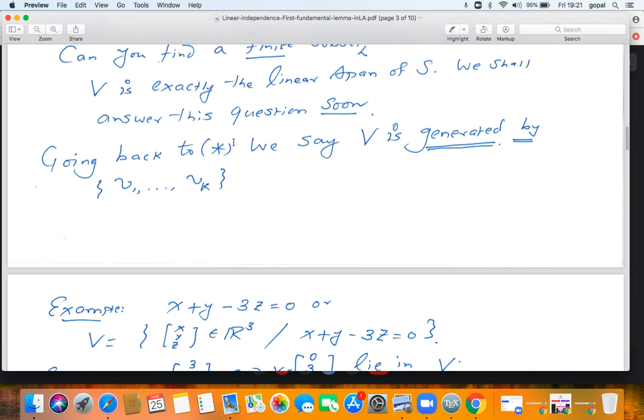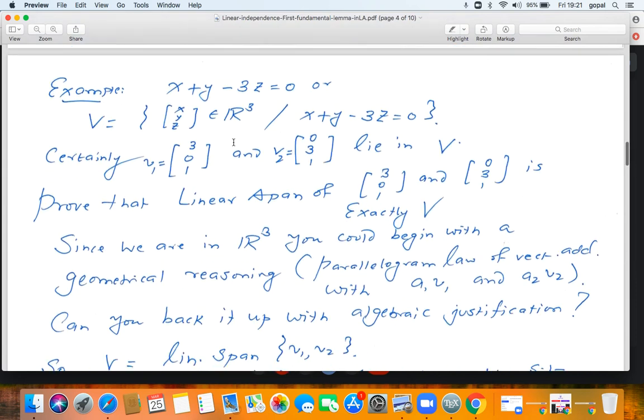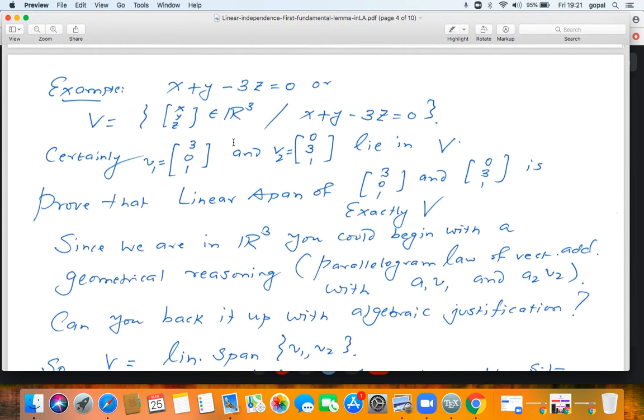All right. So let us go back to our example of garden variety: x plus y minus 3z equal to 0. Or V is the set of all column vectors (x, y, z) such that x plus y minus 3z equals 0. That's a more precise way of saying it. So I picked up two elements in V, (3, 0, 1) and (0, 3, 1). It's obvious that they both lie in V. Now prove that the linear span of these two vectors is precisely V.